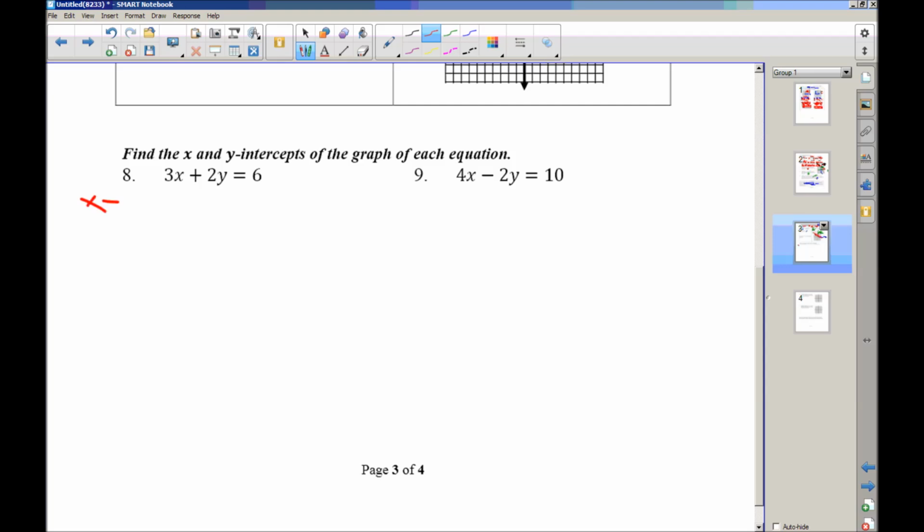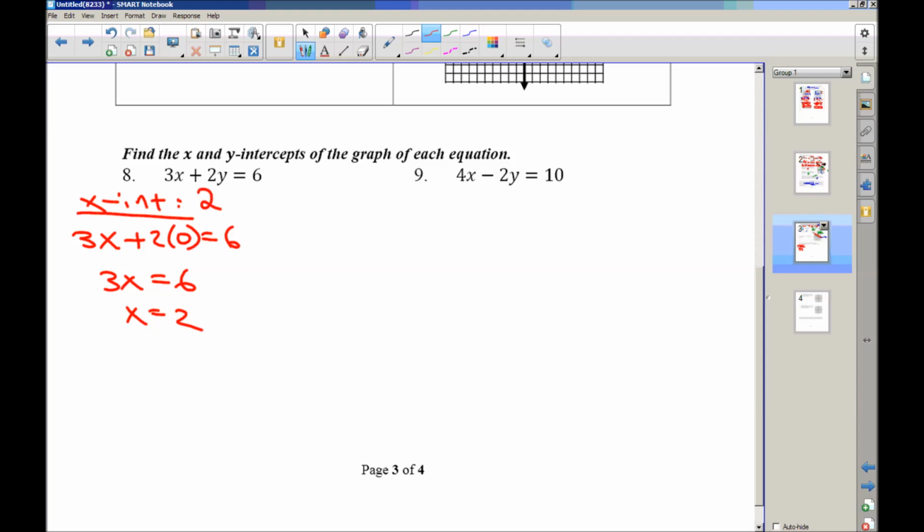So x-intercept. All right, so let's do the work right under here. The x-intercept means I want to solve for x when y is 0. So I solve this. 3x equals 6, so x is 2. So my x-intercept is 2.